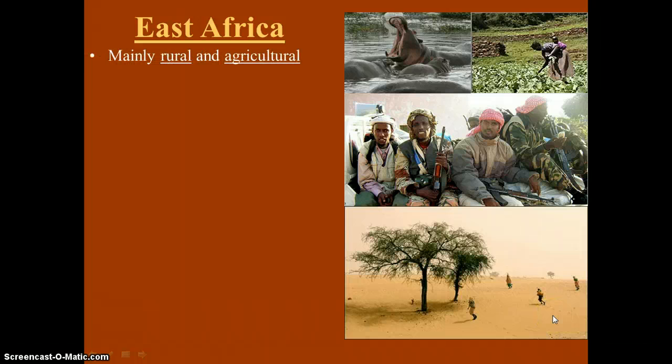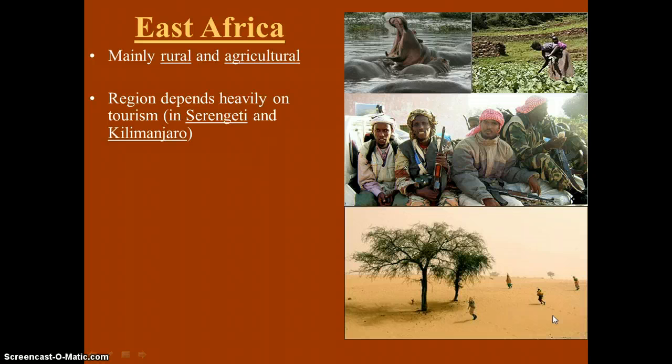East Africa, mainly rural and agricultural. The region depends heavily on tourism in the Serengeti and Kilimanjaro.